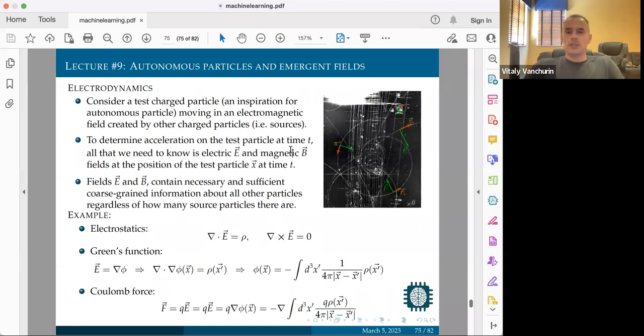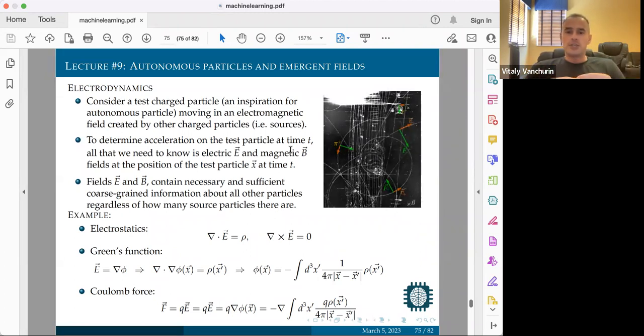Now, what's important is that this E and B field at the position of the particle, or the position of this autonomous vehicle, if you want, are actually generated by other particles. All other particles in its surrounding generate this electromagnetic field, and then this electromagnetic field travels to the particle in question and gives value to those fields.